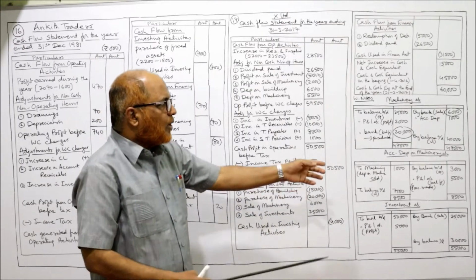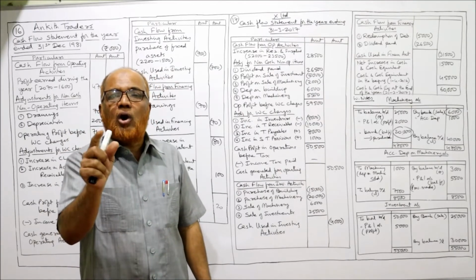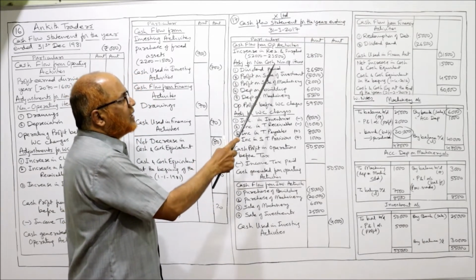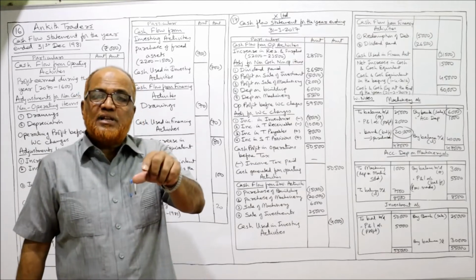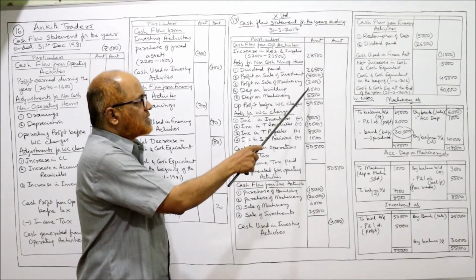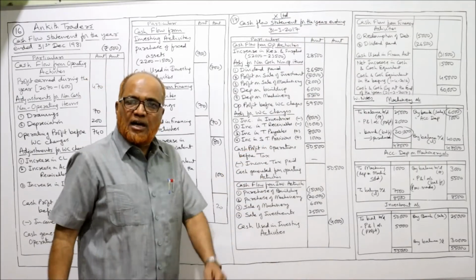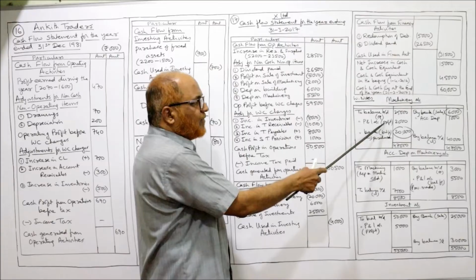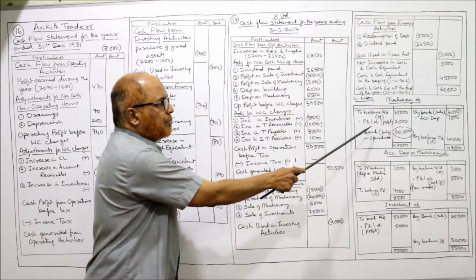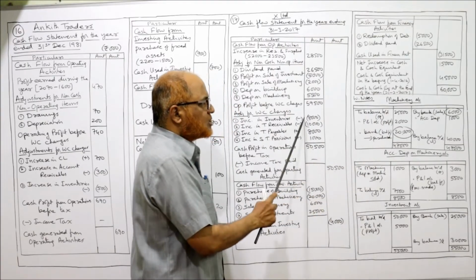Now one more point: profit on sale of machine will be deducted as a non-cash, non-operating income. Here we have written adjustment for non-cash, non-operating items. Items may be income or expense. Expenses are added without bracket, and incomes should be deducted, that's why in bracket. One income is profit on sale of machine, so here profit on sale of machine minus 2,000. That's all. So all the items of machinery and accumulated depreciation I have taken here.